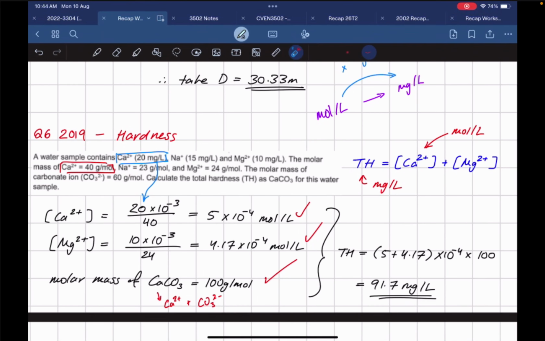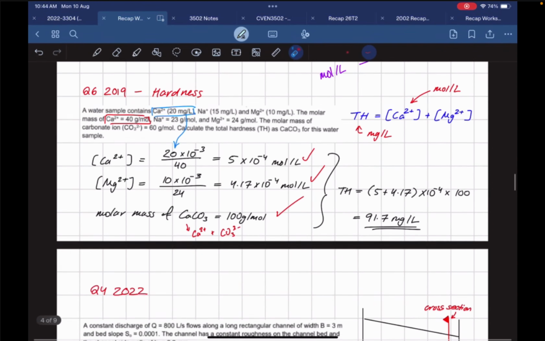Honestly, I'll just memorize this question. We go from milligrams per liter to moles per liter. Once you have moles per liter, we go back to milligrams per liter, as CaCO3. Yeah, you can memorize it in your own time. We'll keep going with these questions.